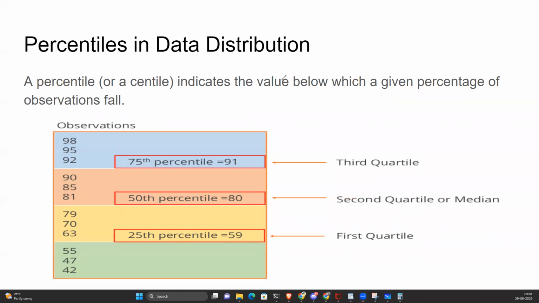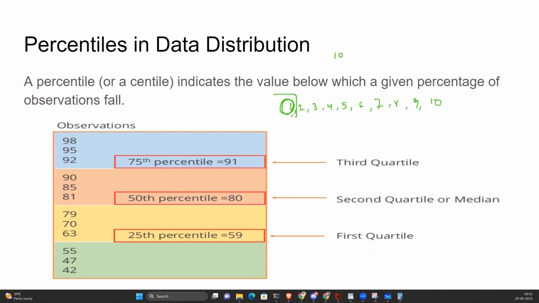So let's suppose we have data: 1, 2, 3, 4, 5, 6, 7, 8, 9, 10. If I'm talking about the 10th percentile of my data, where is my 10th percentile coming? This position, can I say? This is only my 10th percentile.